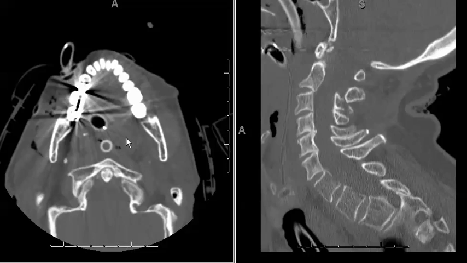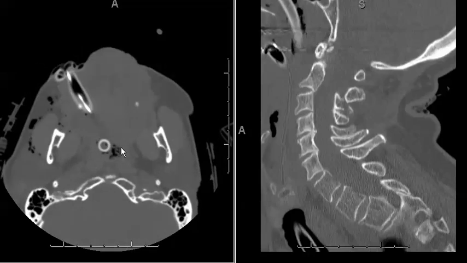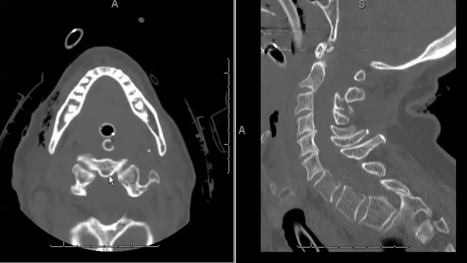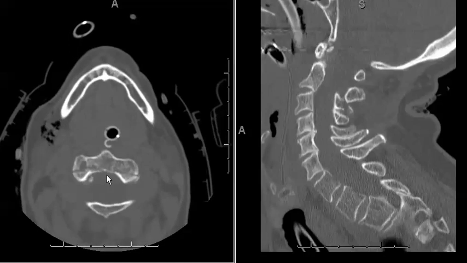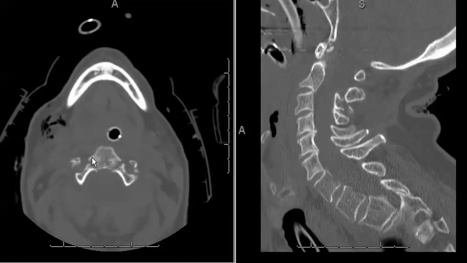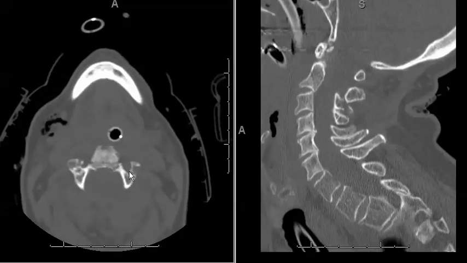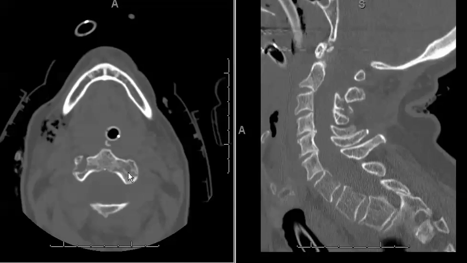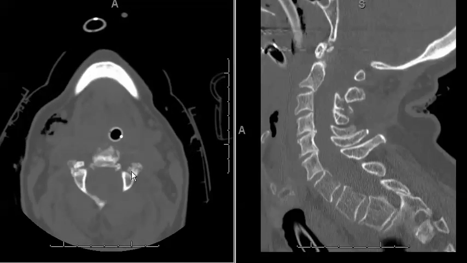In addition to those fractures, if we go to the level of C2, we notice that there are bilateral pars interarticularis fractures as well as bilateral fractures of the transverse processes with extension to the foramen transversarium. These were the fractures on this case.